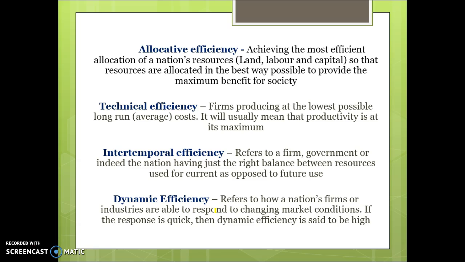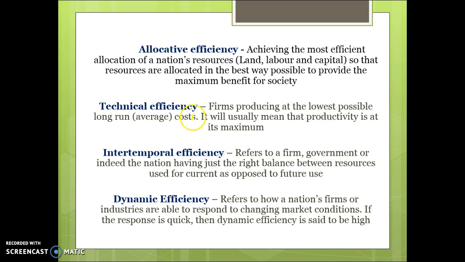Okay, it's important that you can define each of the different types of efficiency. So allocative efficiency is about achieving the most efficient allocation of resources so that our land, labour and capital are allocated in the way that's going to maximise the benefits for society. Technical efficiency is about producing at the lowest possible cost. And it's about increasing our product when we're maximising our output per unit of input.